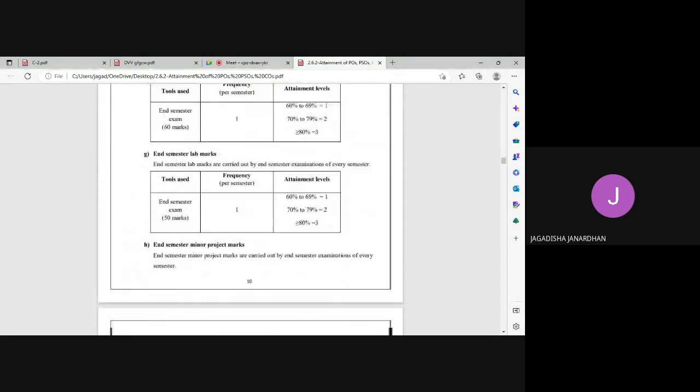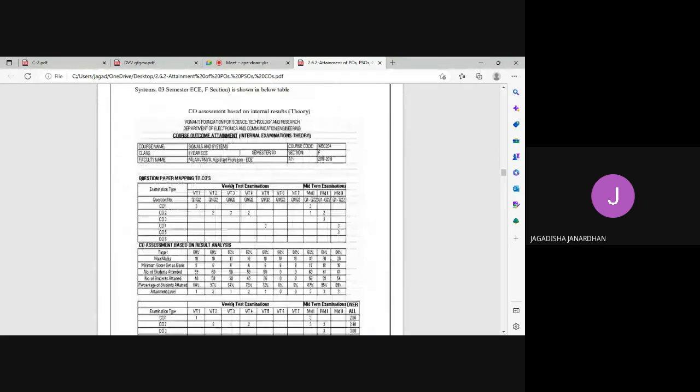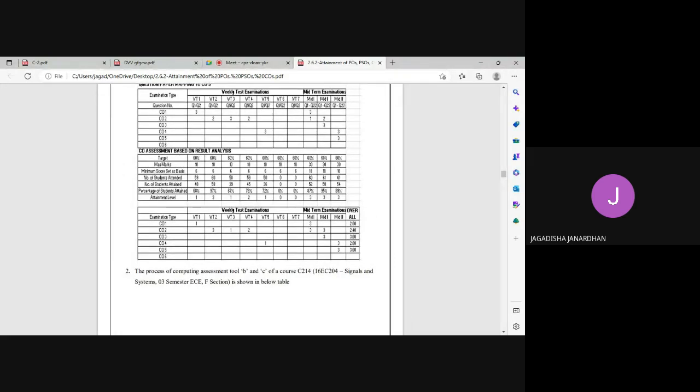Then if the pass percentage of the students on the benchmark is between 70% to 79%, it can be considered as attainment level 2. If it is more than 80%, then it can be considered as attainment level 3. Like this, we can make ourselves comfortable with evaluating the course outcomes, and together all the courses compelling a program outcome can be designed.